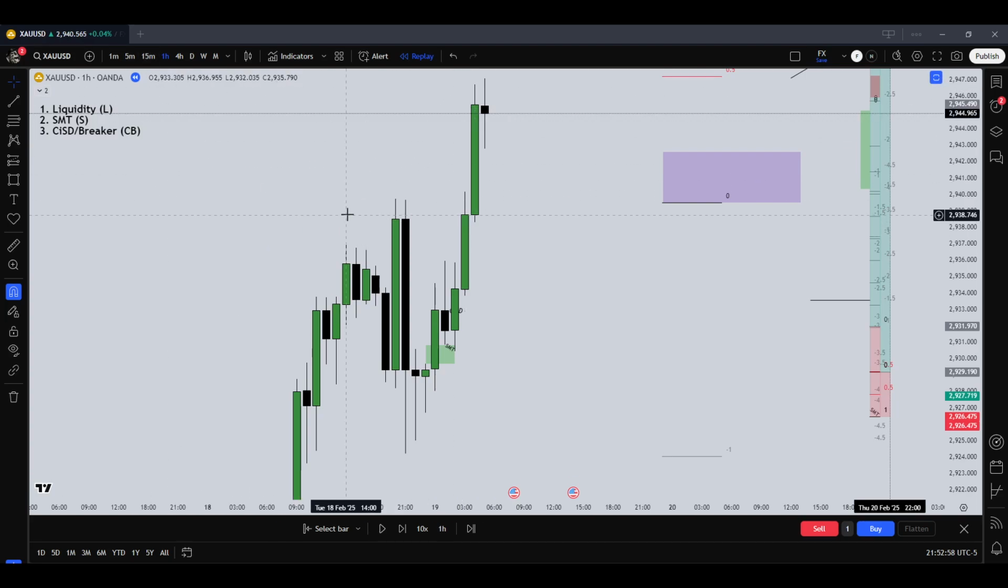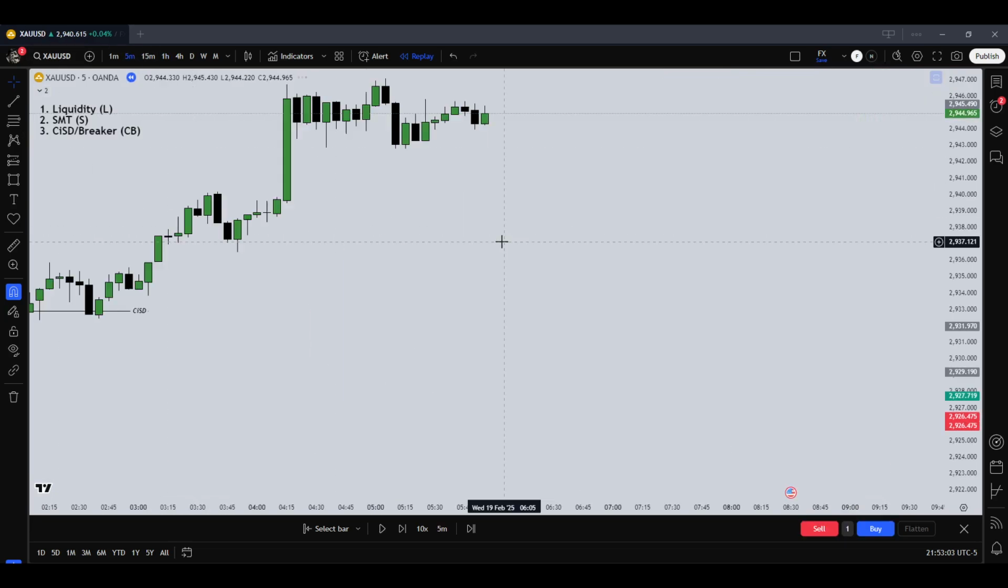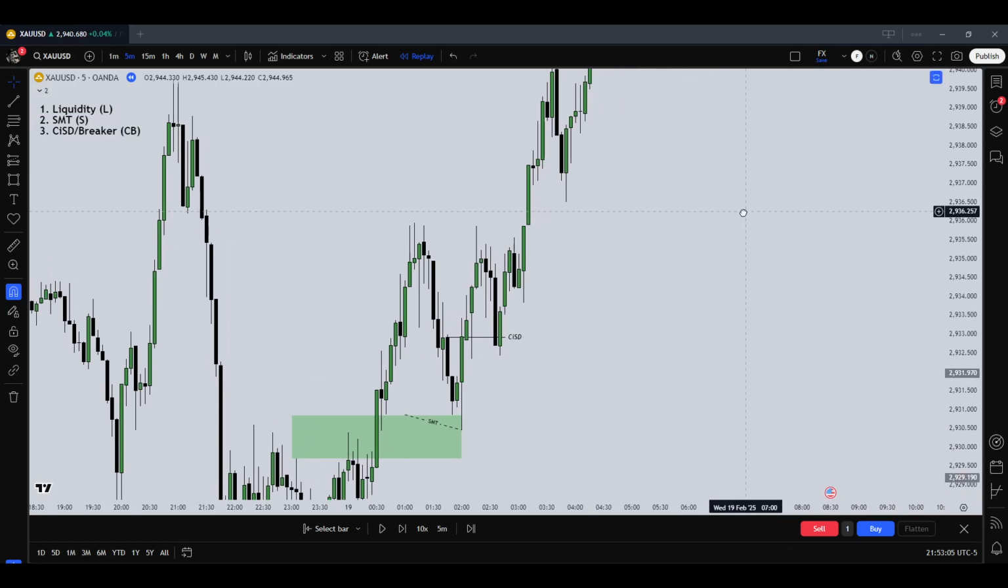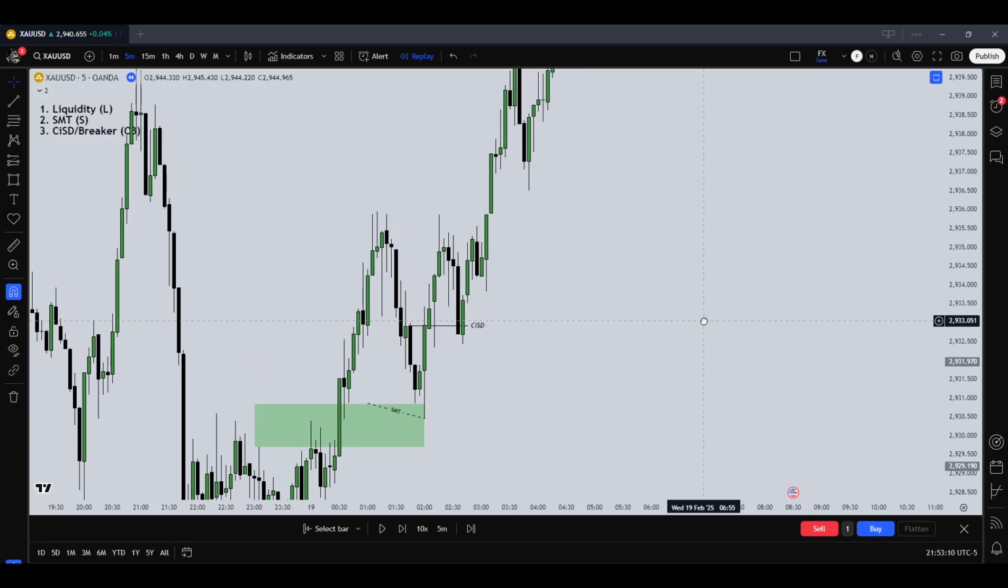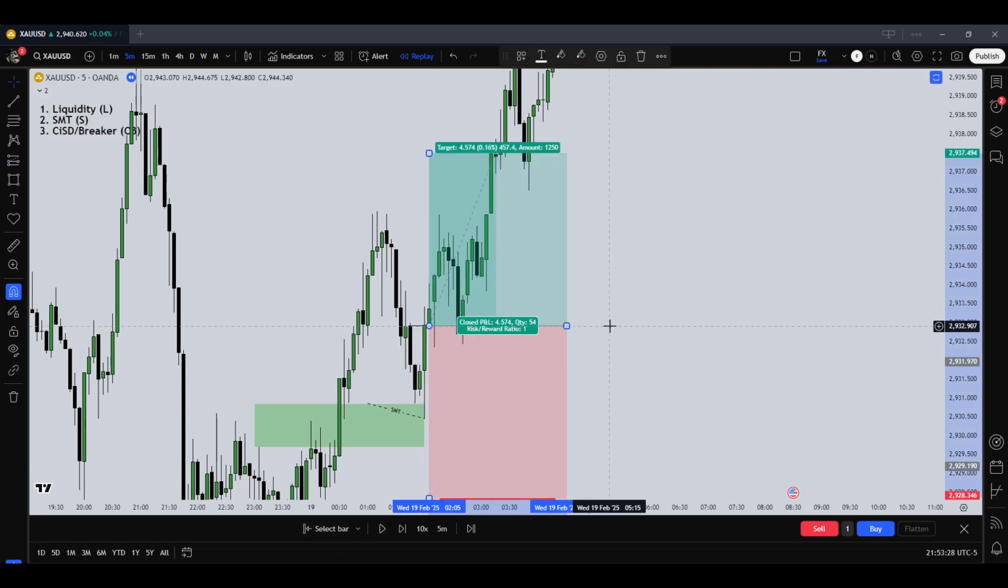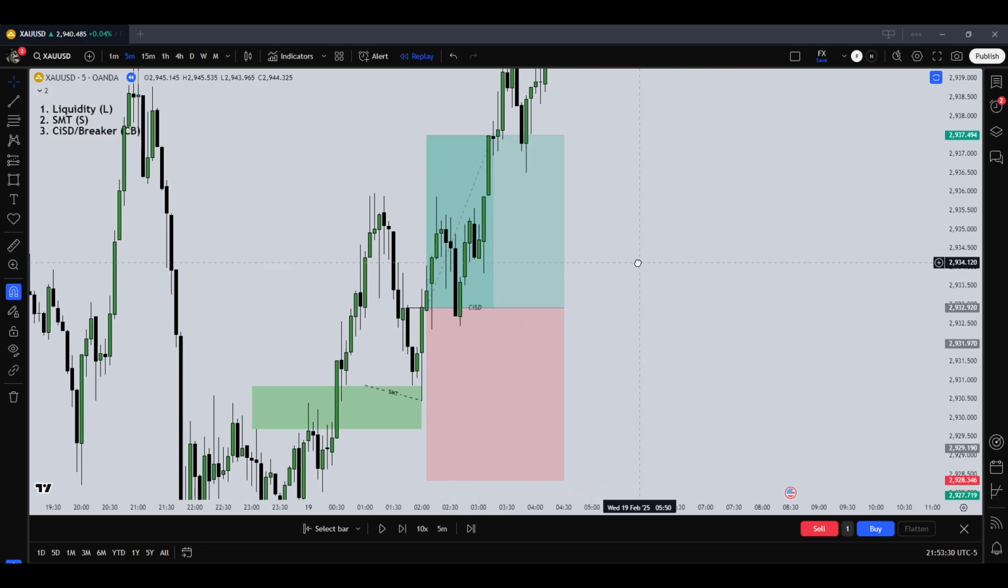Right? Now, all we need to look for is step 3, which is our entry confirmation. So in this case, what I looked for was a 5-minute change in state of delivery. What a change in state of delivery is basically just an order block being confirmed. So in this case, these 2 down close candles, this series of down close candles, will become a bullish order block once we close above it. So at this candle here, when we closed above it, is where I set a limit at the CISD area.